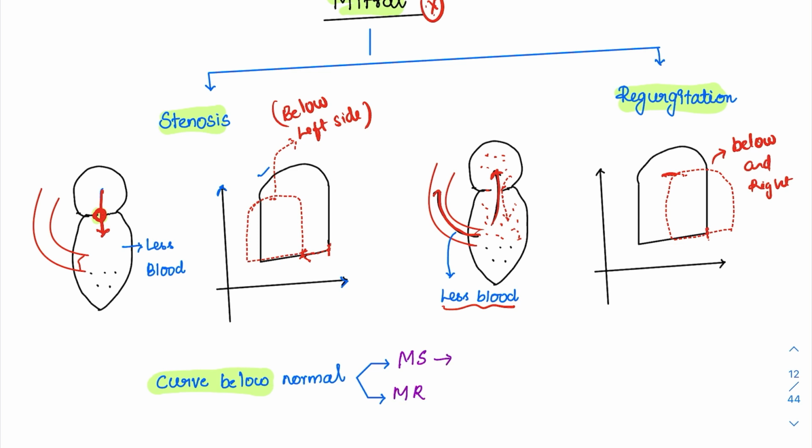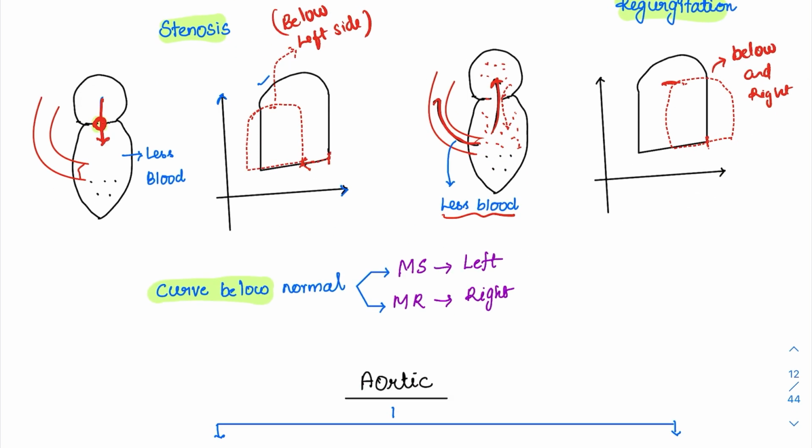What has happened in stenosis? The curve was shifted below and to the left. What has happened in regurgitation? It has gone to the right. So whenever they give the question with the curve below, then I'll go for mitral. And if it is shifted to the right, R for R, that is regurgitation.